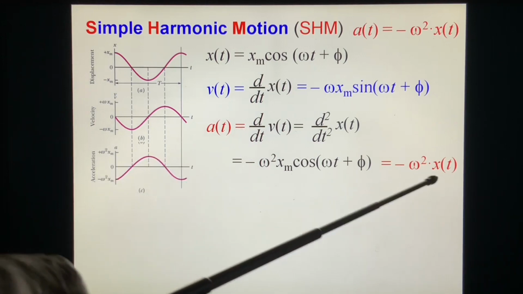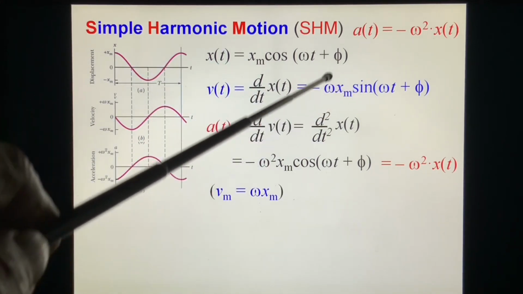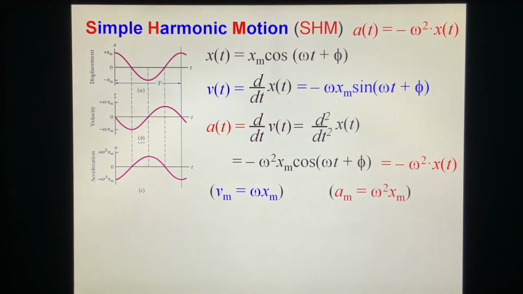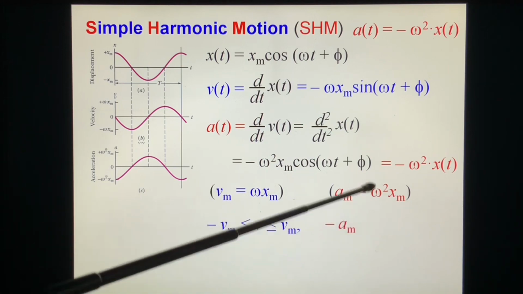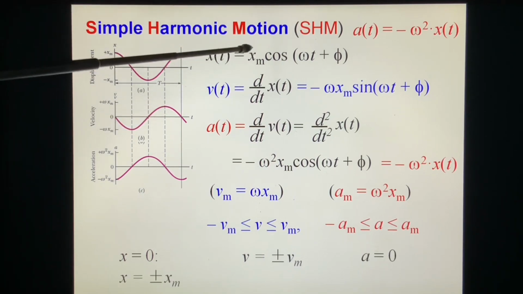We plot this one. This is cosine too, like that, and it has a minus, so it is reversed. Of course, the vertical scale is different. This is acceleration, this is velocity, this is displacement. Now we find the maximum v, which is omega xm. The maximum a is omega squared xm. V is between plus or minus its maximum, and a is between plus or minus its maximum. The conclusion: when x equals 0, a is 0 and v is maximum. When x is maximum, cosine is 1, so a is maximum and v is 0.